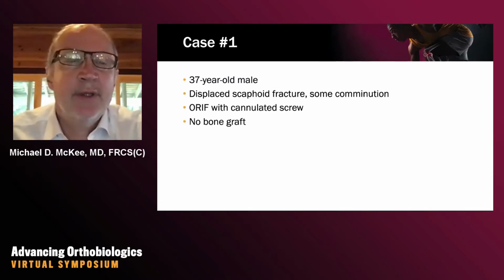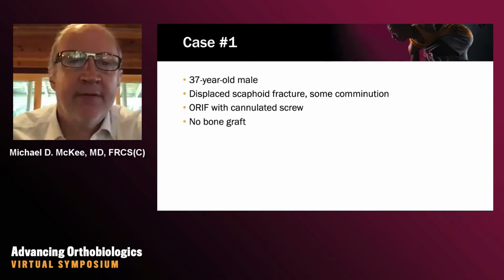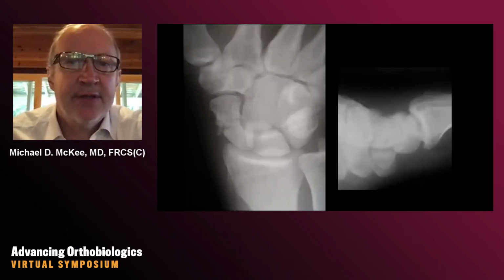So here's case number 1. This is a 37-year-old male. He had a displaced scaphoid fracture, some comminution, as you'll see. He was fixed with a cannulated screw. It was a fresh fracture, so I didn't use any bone graft. And you can see these are his initial x-rays.